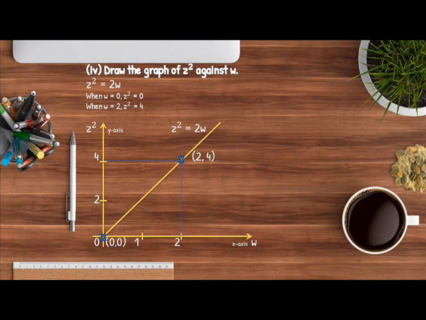Now let us draw the graph. Well, first of all, we will draw a vertical line to represent y-axis, and then we will draw a horizontal line that will represent x-axis. The point where the two axes meet is called origin. After having drawn both the axes, we will write numbers. The highest value of w is 2. So we will write numbers till 2 on x-axis, and that of z square is 4. So we will write numbers till 4 on y-axis.